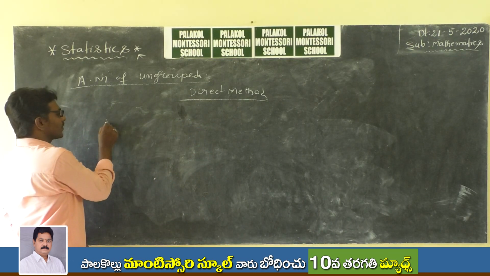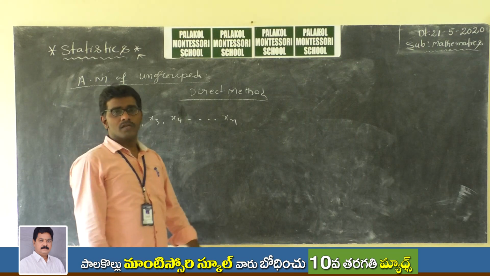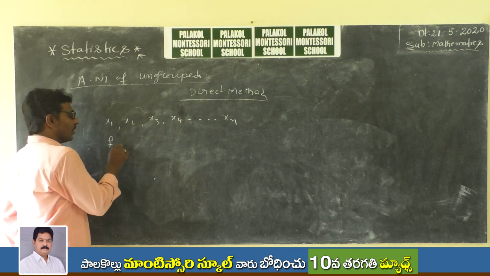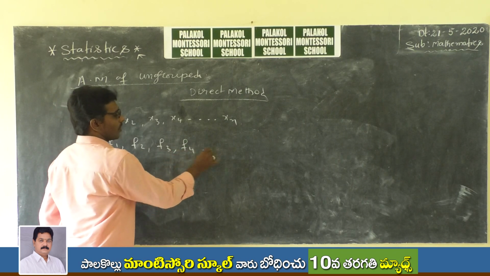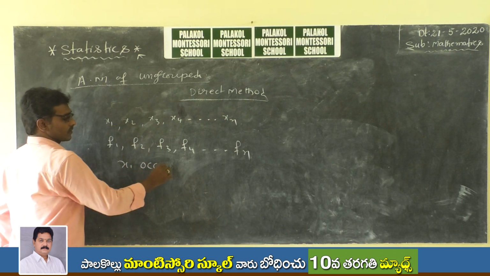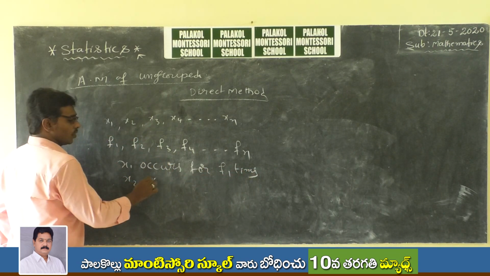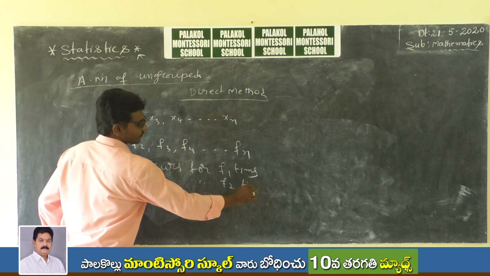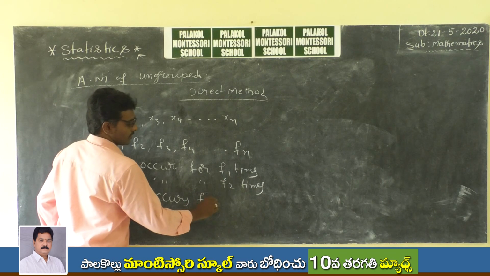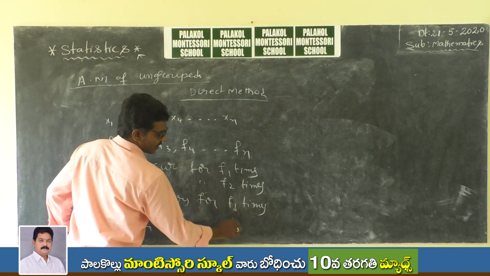Some observations are there, like x1, x2, x3, x4, and so on up to xn. These are the observations, with respective frequencies f1, f2, f3, f4, and so on up to fn. That means x1 occurs f1 times, x2 occurs f2 times, x3 occurs f3 times, and xn occurs fn times.